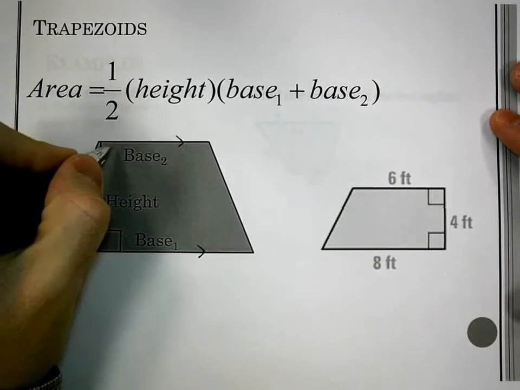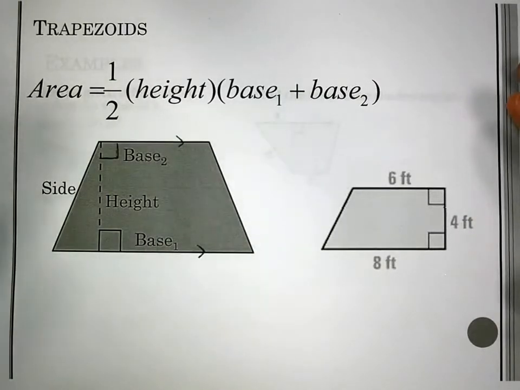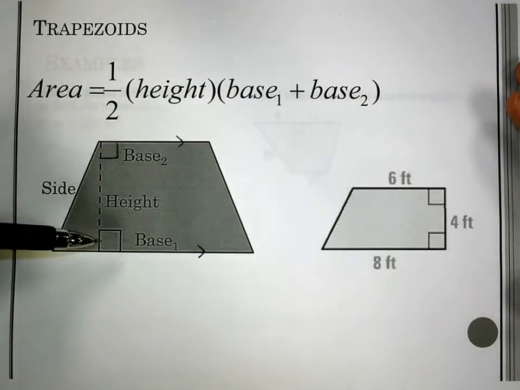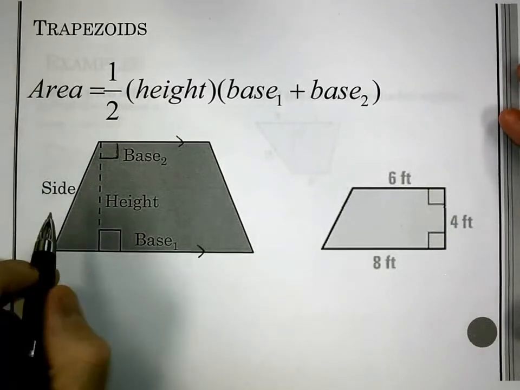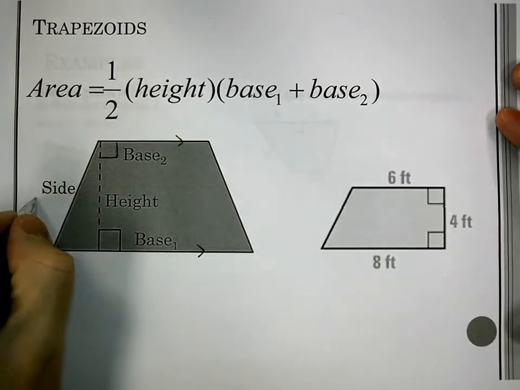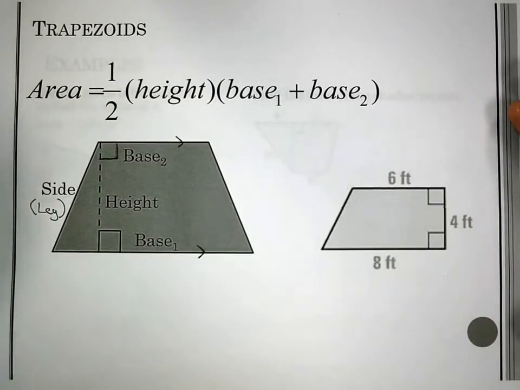The height is perpendicular to this base as well as the other base. Even though the height is a vertical length here, we want to keep in mind the height is that distance between the bases. So it's that distance inside the trapezoid that's perpendicular to both bases. We also have this side out here, which we probably should just call the leg, and we have those in the trapezoid. If that is not perpendicular to the bases, we can't use that as a height.